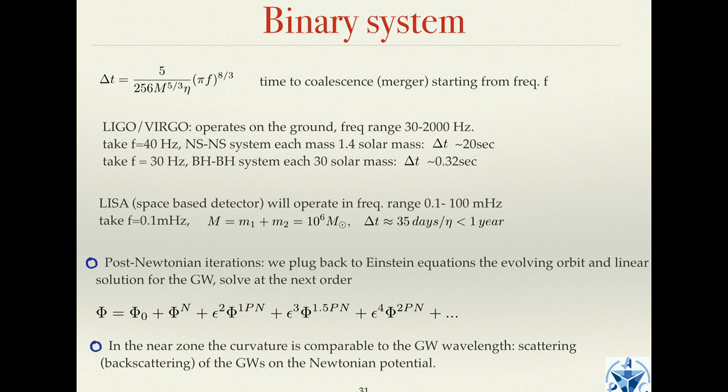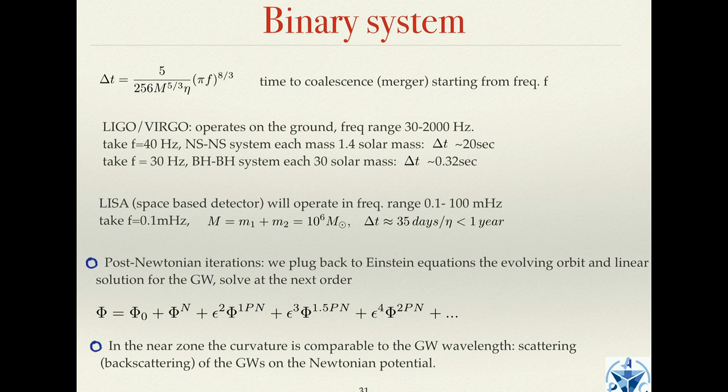Sometimes I was asked, the Earth is moving around the Sun. Does it emit gravitational waves? And if yes, why doesn't it fall on the Sun? The answer is yes, it does emit gravitational waves. You try to plug the parameters of the solar system and Earth in here and try to estimate the time required for Earth to fall on the Sun. And you will find that actually our Sun will burn out, die, and maybe the universe will change before it actually happens.